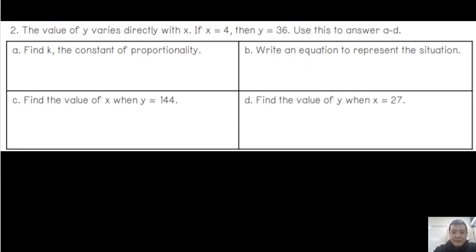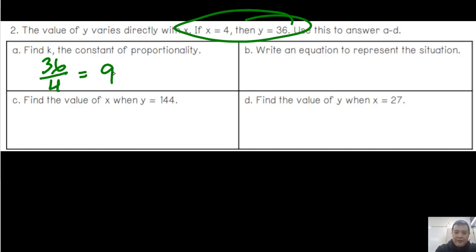Then it says if y varies directly with x, the value of y varies directly with x. If x equals 4 and y equals 36, use this to answer A through D. To find the constant of proportionality, we said that we can do that by doing y divided by x for any point. We have a point right here. So 36 divided by 4 gets us 9. Therefore our equation is y equals 9x.